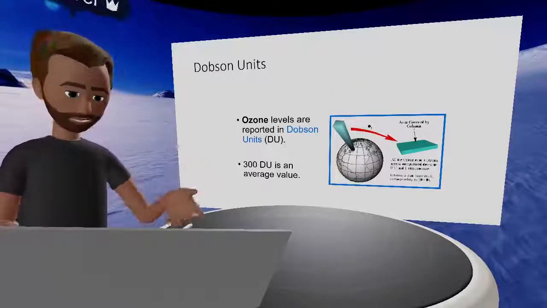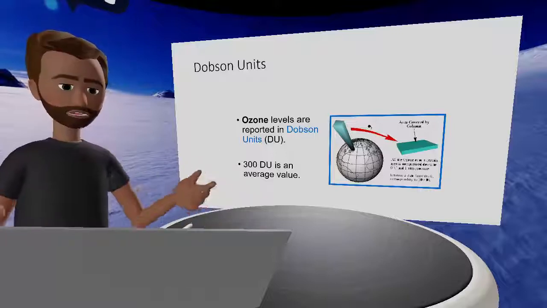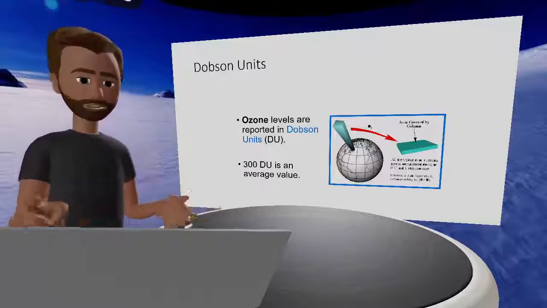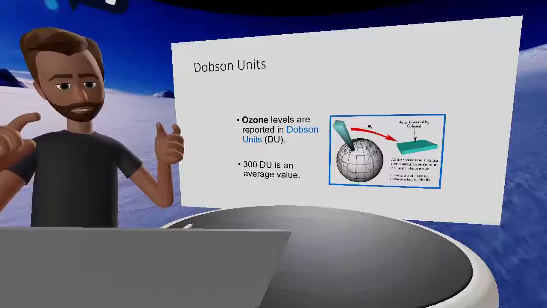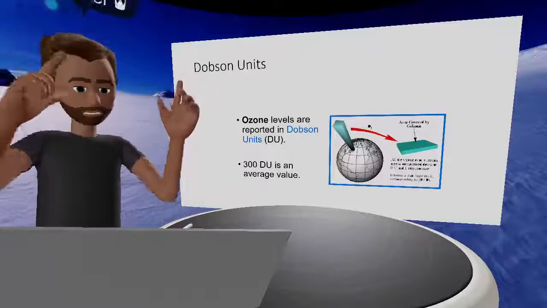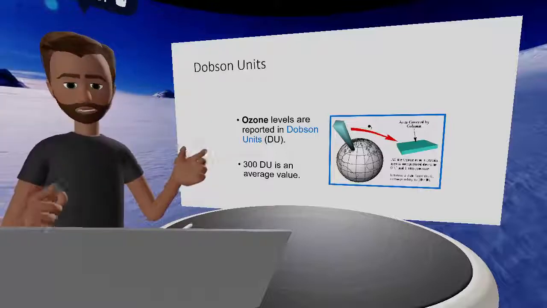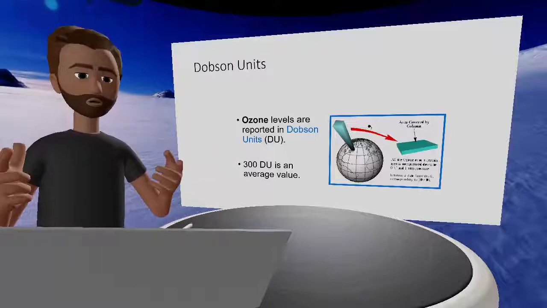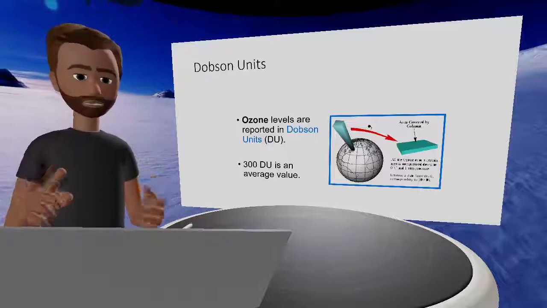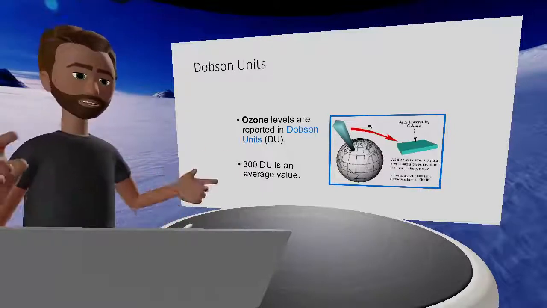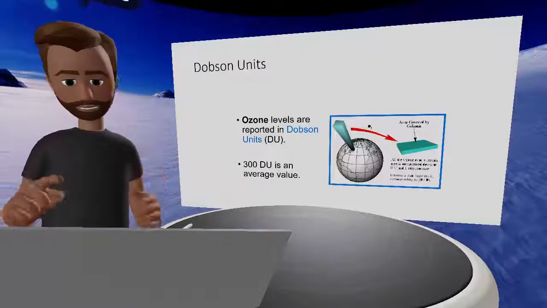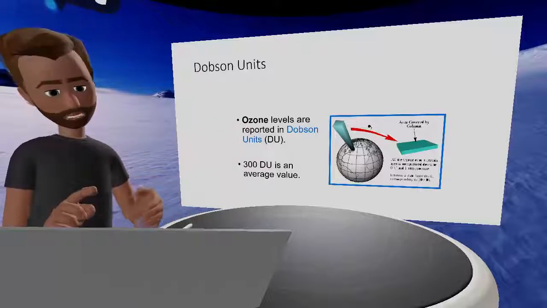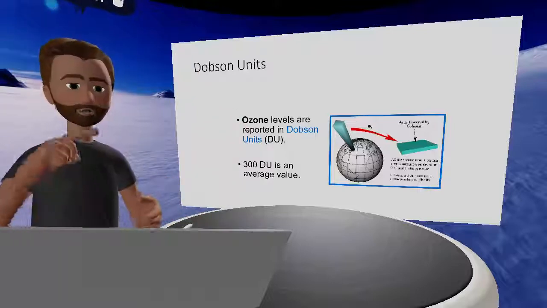So we need a way to measure the density, the concentration of ozone, and what's used is Dobson units. The researcher Dobson came up with the idea of these units, and it's basically the thickness the ozone would be if you condensed it down to 0 degrees Celsius and 1 atmospheric pressure. Although in reality it's spread all across the stratosphere, Dobson units basically measure the concentration in a column of ozone.